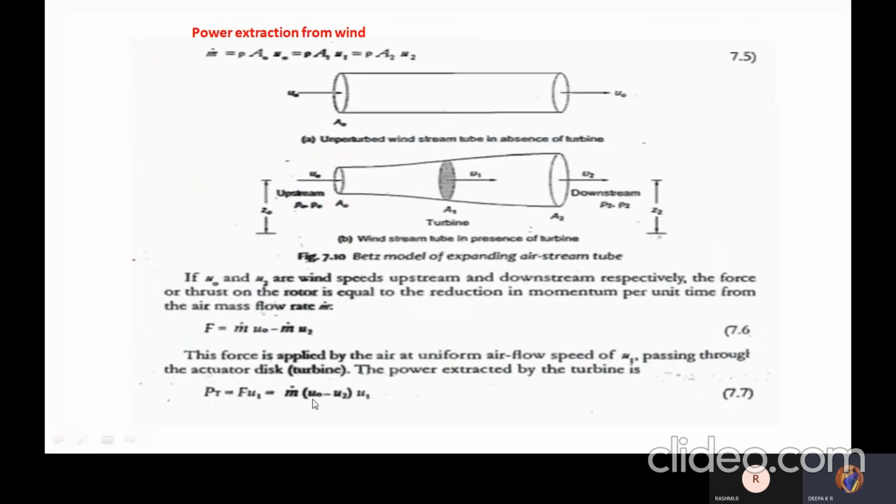So 7.7 is what? m dot into (u0 minus u2) into u1. Similarly, another formula is half m dot into (u0 square minus u2 square). So if you equate these two equations, you are going to get u1 as (u0 plus u2) by 2. Please check this. After substituting equations 7.7 and 7.8, you are going to get the mid value, the mid airstream value.